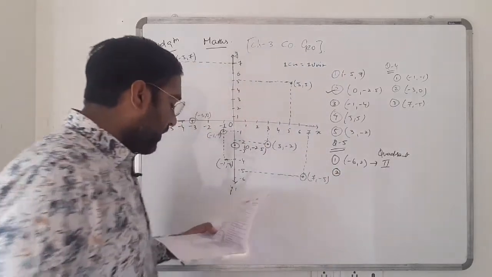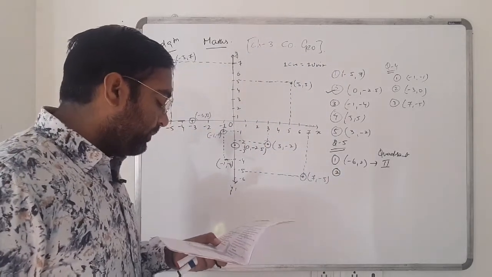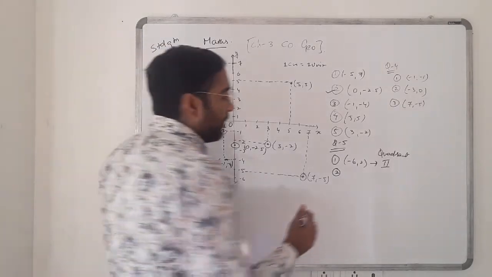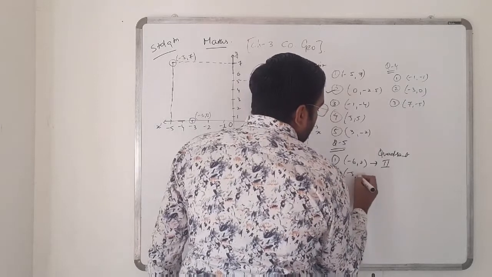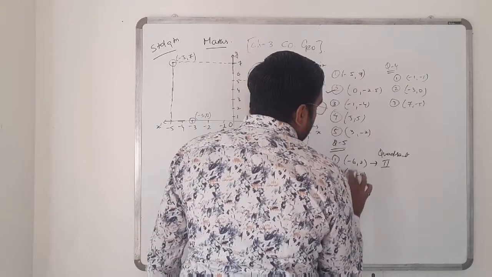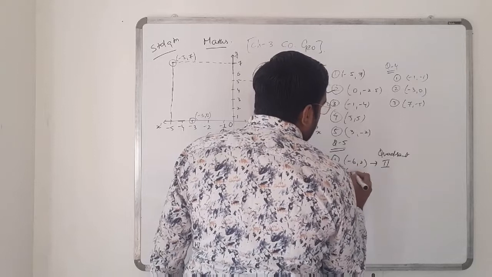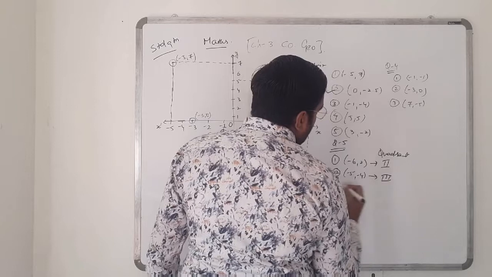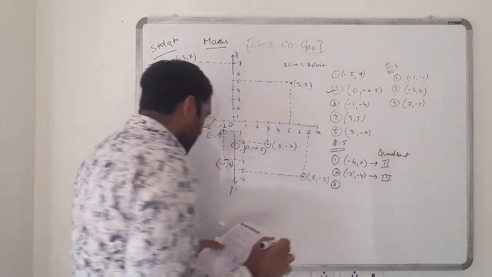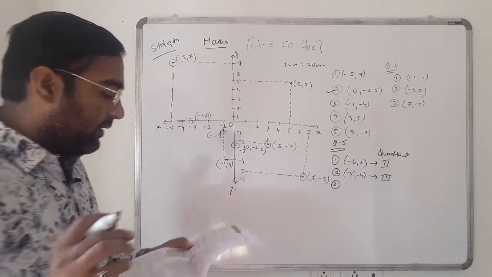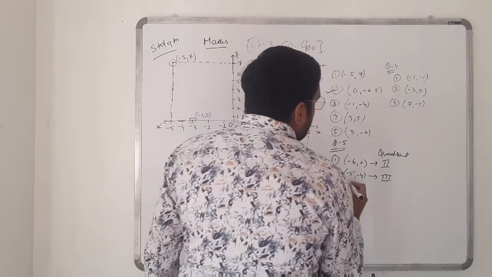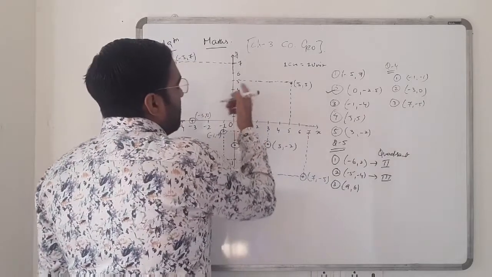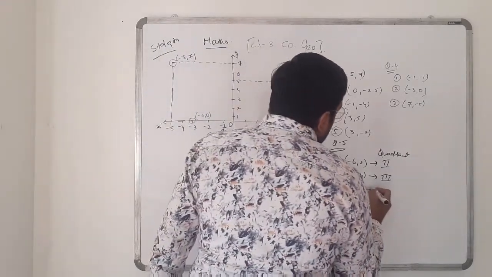Second one is minus 5 comma minus 4. Both of them are negative, so it lies in the third quadrant. Third one is 9 comma 6. Both x and y are positive, so it lies in the first quadrant.